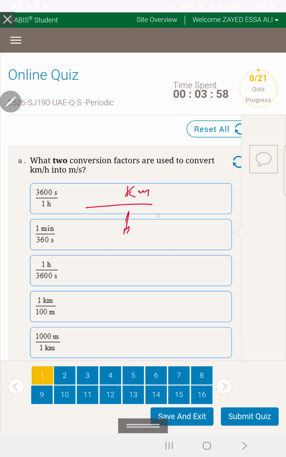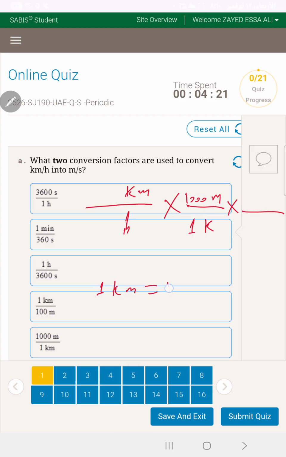I want to convert it into meter per second, so I have to multiply it by two conversion factors. Now the first conversion factor must cancel the kilometer and keep the meter, so kilometer must be down and meter must be up. So here I have to put 1, here I have to put 1000, because 1 kilometer is 1000 meter. Like this, we can cancel kilometer and kilometer and keep the meter.